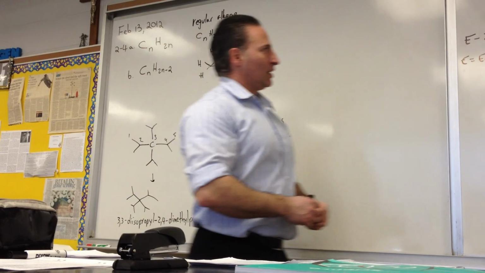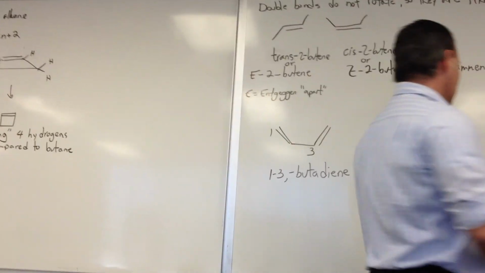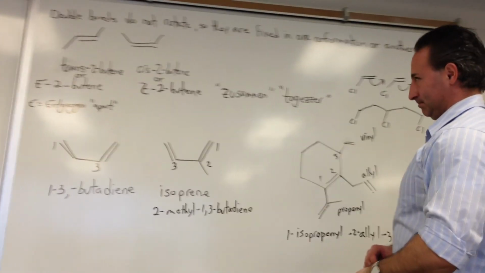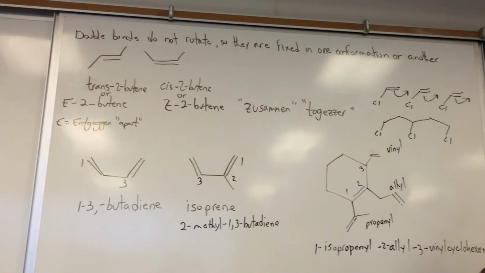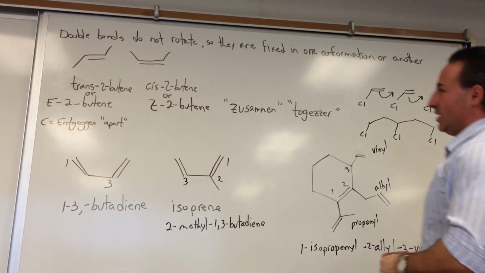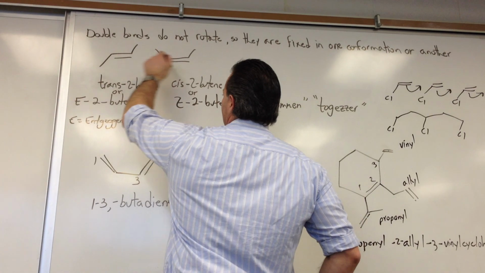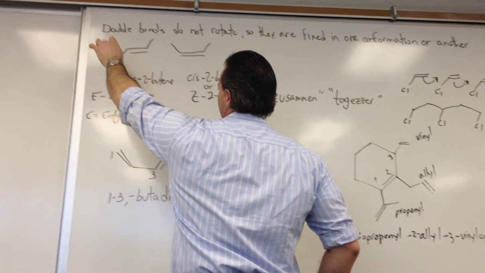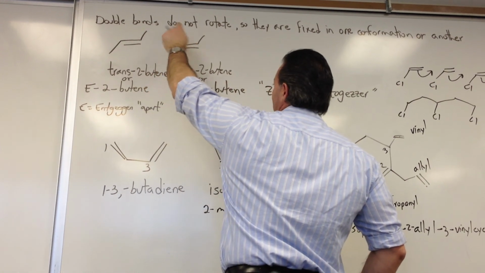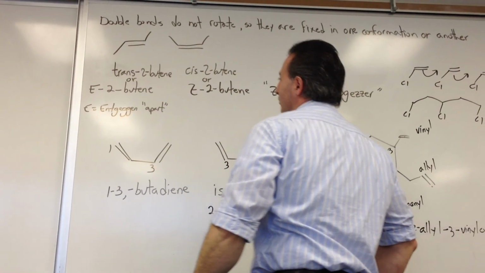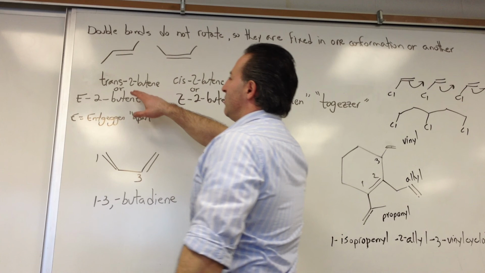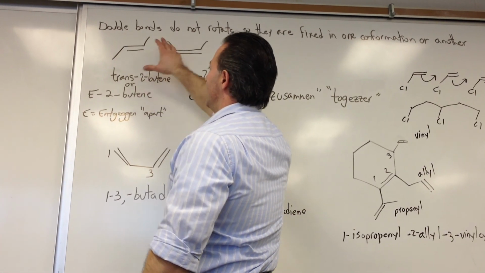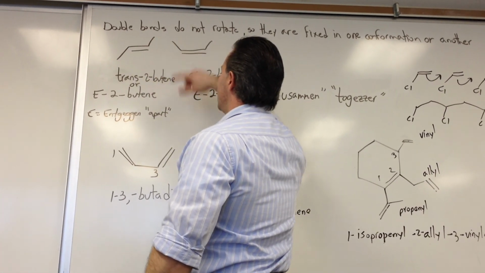The next step, I just want to point out that because double bonds do not rotate, they're rigid in their conformation. So I drew 2-butene as an example. 2-butene can be frozen with one methyl group down and one up, or it can be frozen with both of them up. We normally call them trans when they're apart, and cis when they're on the same side.